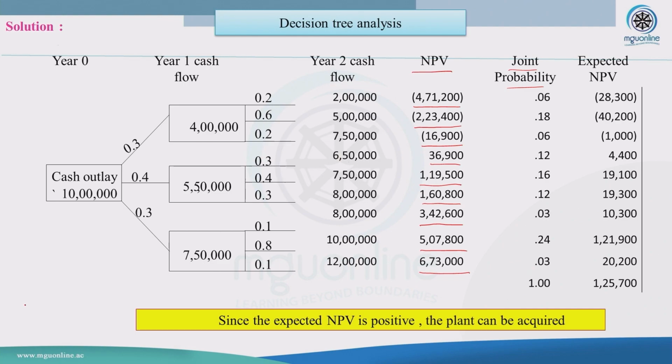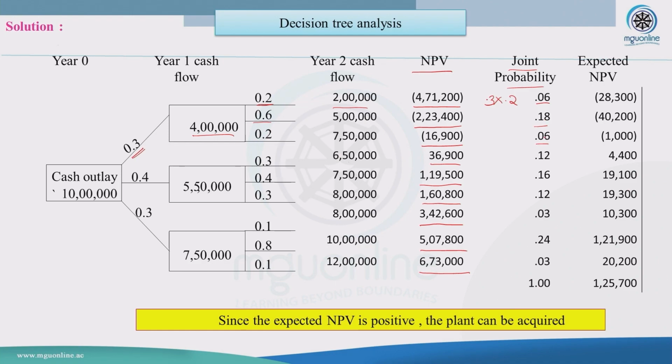Next, we can calculate joint probability. In the first option, the probability of getting rupees 4 lakh as cash inflow will be 0.3, and for getting 2 lakh rupees cash flow in the second year will be 0.2. So, for calculating joint probability, we should multiply 0.3 and 0.2. So, 0.3 into 0.2 will be 0.06. Then 0.3 into 0.6, 0.18, 0.3 into 0.2, 0.06.